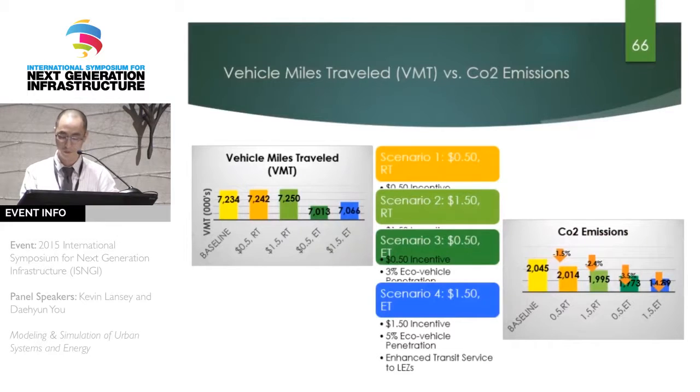This slide presents the result of vehicle miles traveled, VMT, and CO2 emissions across all scenarios from the microsimulation run. In the first chart, an increase of VMT is found because eco travelers would choose low emission zones as their destination, although travel distance is a little longer. The second chart shows a result of CO2 emissions across all scenarios. CO2 emissions are reduced with increasing incentive because eco penetration is also increased. With the enhanced transit service, we can expect more reduction of VMT as well as CO2 emissions.